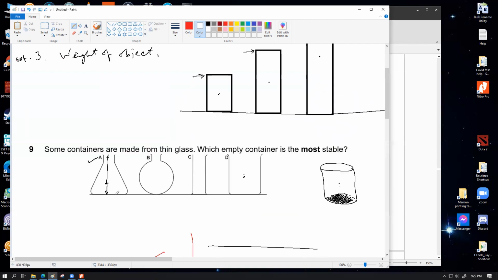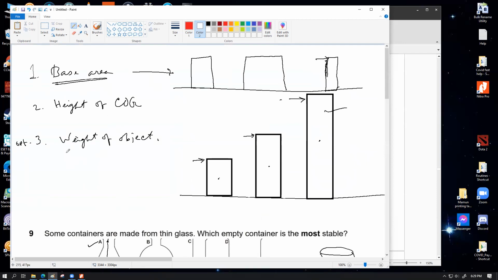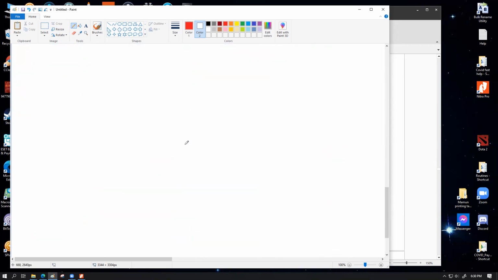Acha. This was the part for the height of COG, and the third variable is weight of object. This is actually pretty simple. Weight of object is a very basic thing. If we try to consider the effect of this idea, where these two things are considered similar. For example, if we have two objects placed side by side who have the same base area and same height of COG, which means they basically have the same shape.